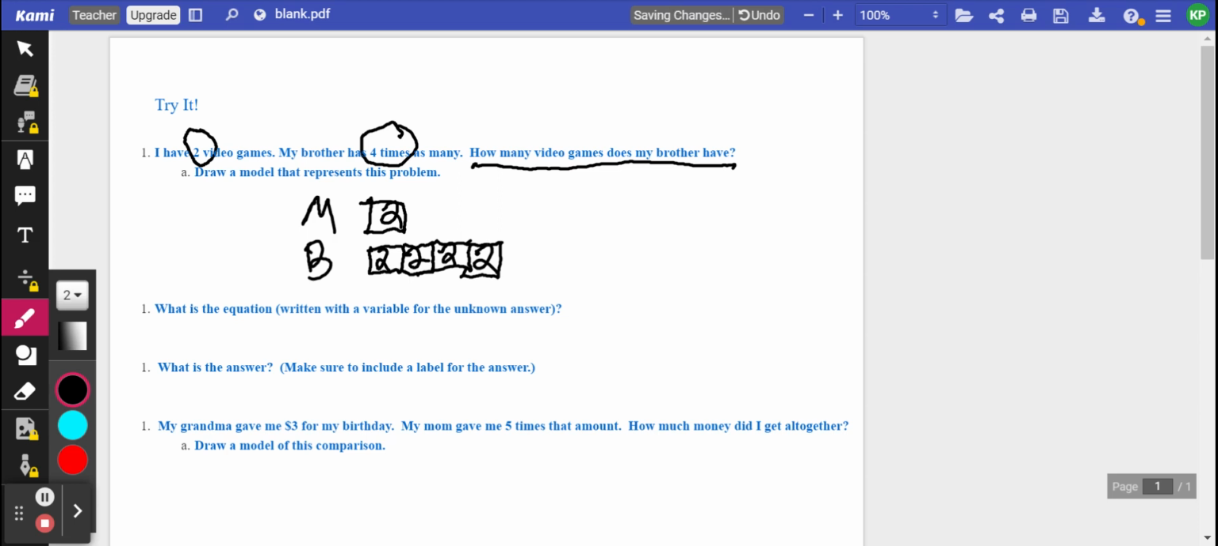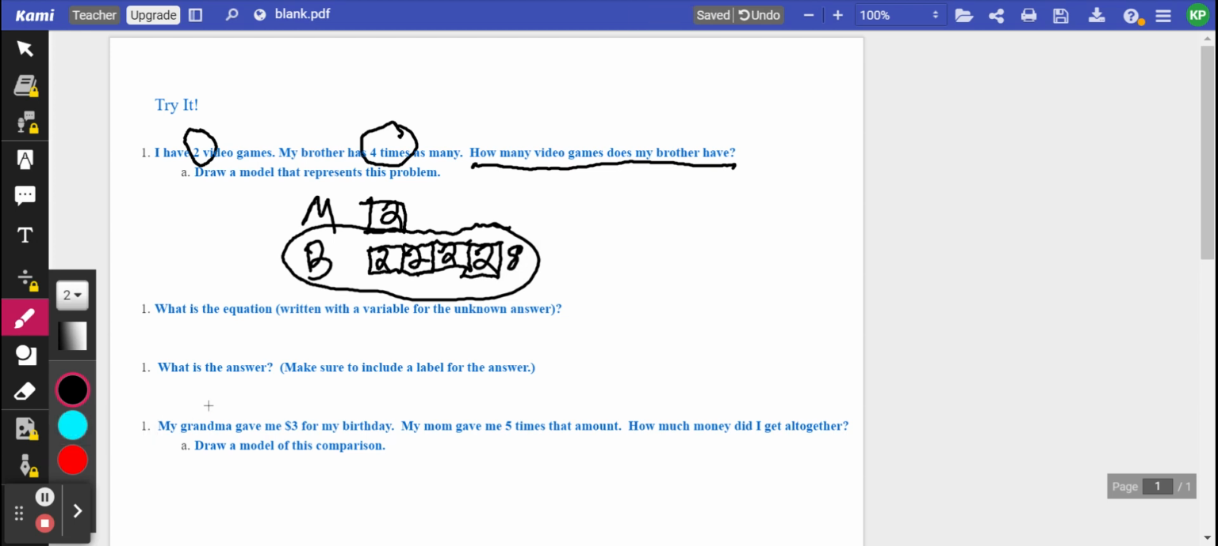So now I go back to my question. It wanted to know, how many video games does my brother have? So I am only interested in this model right there, how much my brother has. Well, I can just count them. I've got 2, 4, 6, 8. And I'm going to put the total right at the end of the model. So my brother has a total of 8.